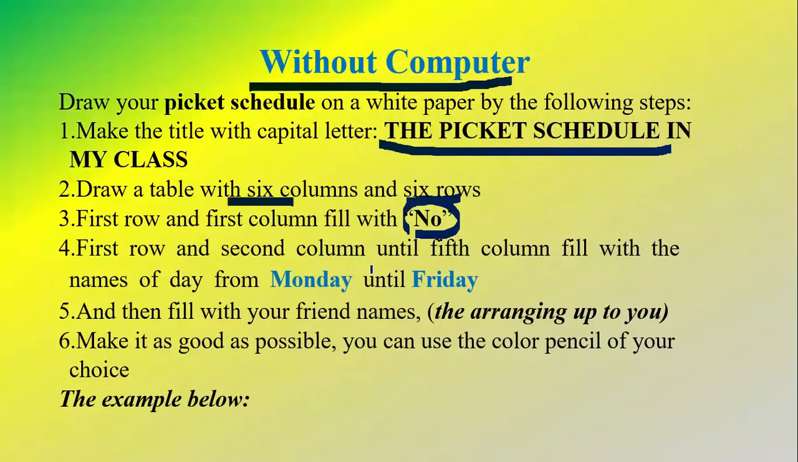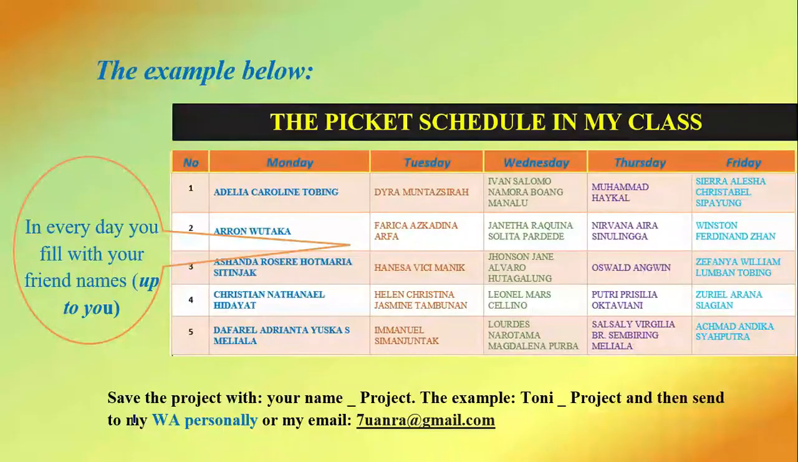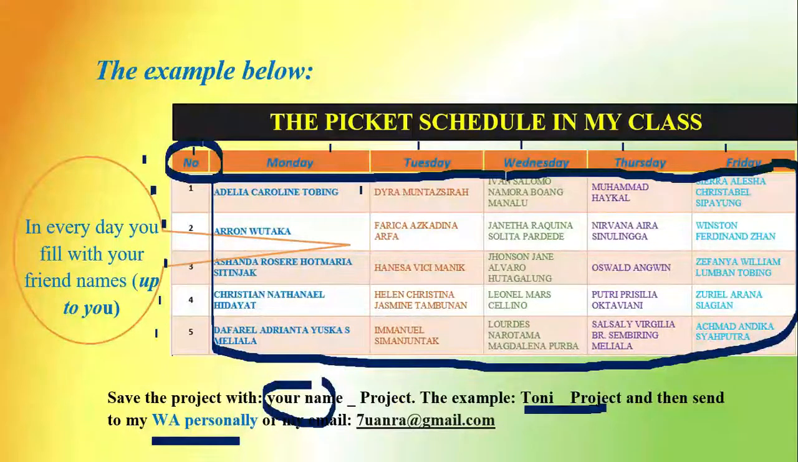Yeah. And the second column until fifth column you make names of the days from Monday until Friday. And then fill with your friends' names. Ya, jadi isilah juga dengan nama teman kamu dan susunannya up to you. Make it as good as possible. Ya, kamu bisa menggunakan pencil color ya, dan colornya up to you. Example, same ya, kid. Contohnya seperti ini.